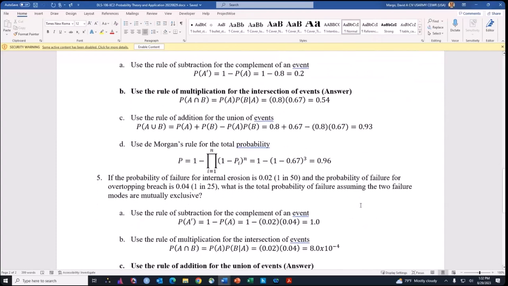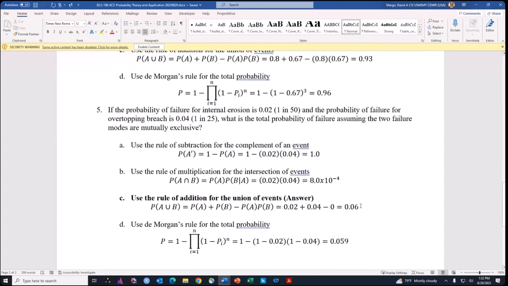And again, you'll see a wide variety of estimates depending on whether or not you pick the appropriate calculation for the situation. And then last question, if the probability of failure for internal erosion is 0.02 and the probability of failure for overtopping breach is 0.04, what's the total probability of failure assuming these two failure modes are mutually exclusive? Total probability of failure, we're talking about union here, right? So that means either event could occur. It's an or condition. The dam, or the levee, whatever this is, could fail either by internal erosion or overtopping erosion, or possibly both. So we want to use the rule for union, which is the rule of addition. In this example, since we're assuming these failure modes are mutually exclusive, we can simply add their probabilities, assuming the intersection, P(A) times P(B), is equal to zero. So it'd just be the sum of the two individual probability estimates.